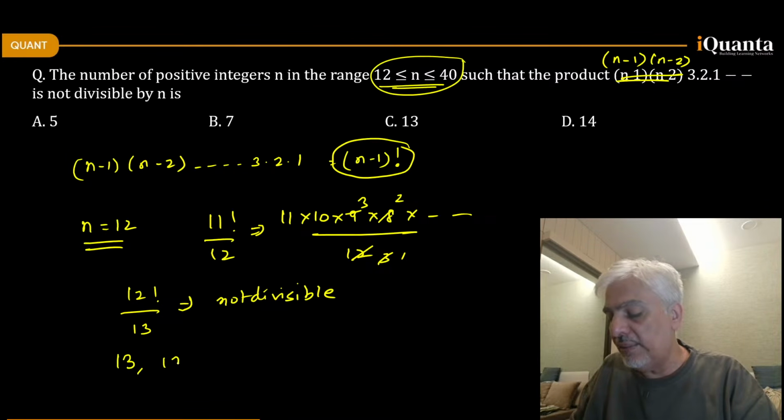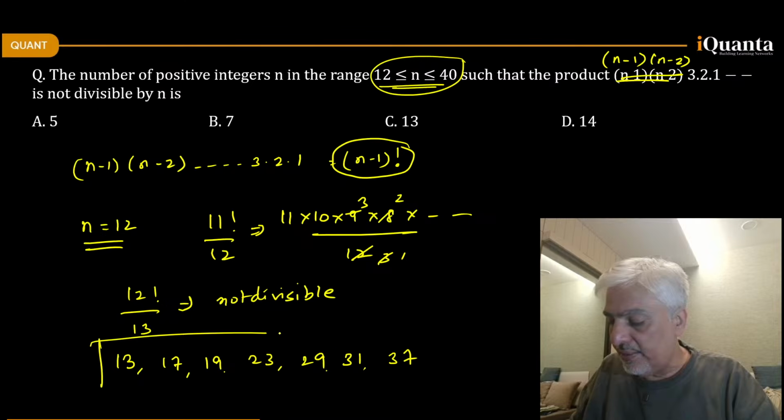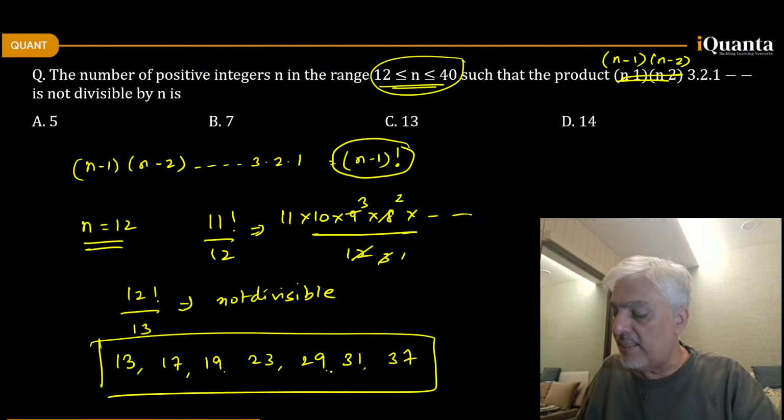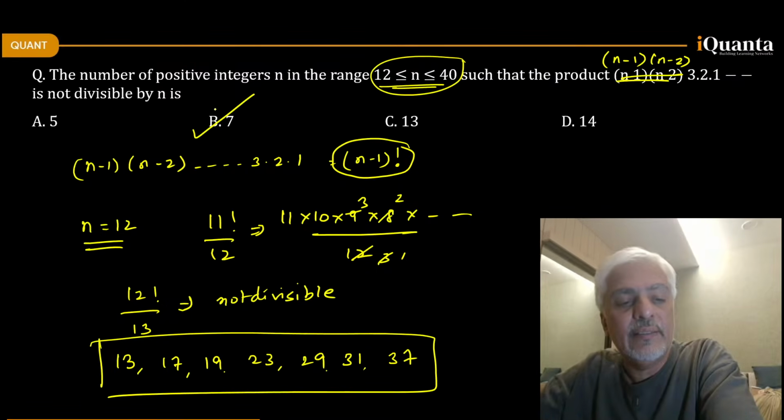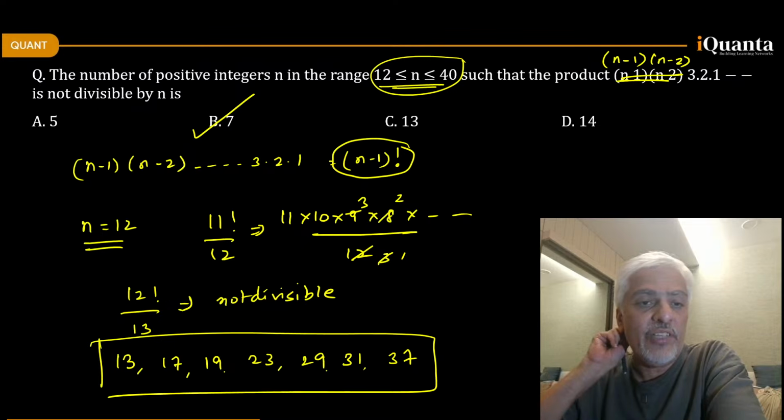13, 17, 19, 23, 29, 31, 37. That's it. These are the prime numbers. So the answer is 7 prime numbers. Very smart question. Very smartly framed question.